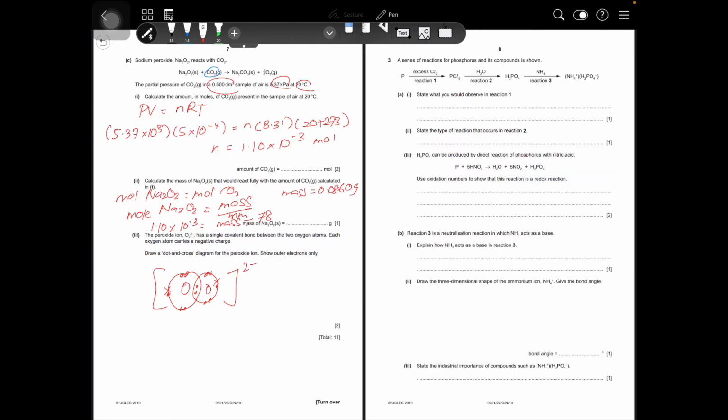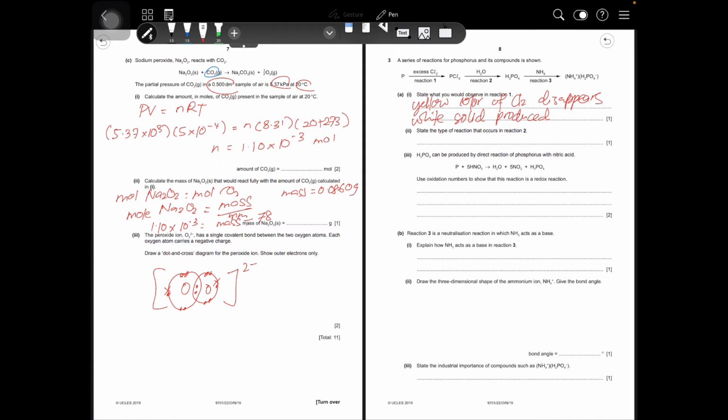Let's go into question 3. A series of reactions for phosphorus and its compounds is shown. State what you would observe in reaction 1. In reaction 1, you have phosphorus reacting with Cl2 to form phosphorus pentachloride. The first thing that you will see is the yellow color of chlorine disappears. Or you can also say that you will see a white solid or white powder produced. This is due to the formation of phosphorus pentachloride, which, as we know, is solid and white in color.